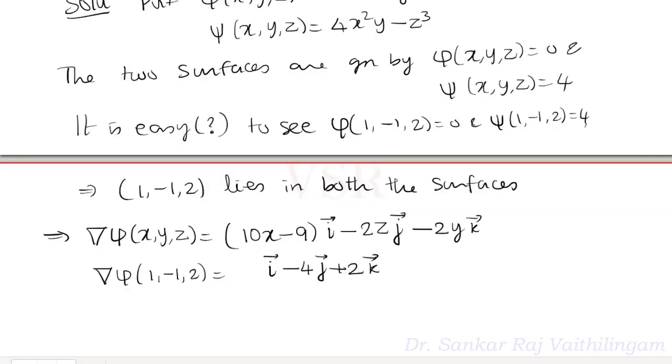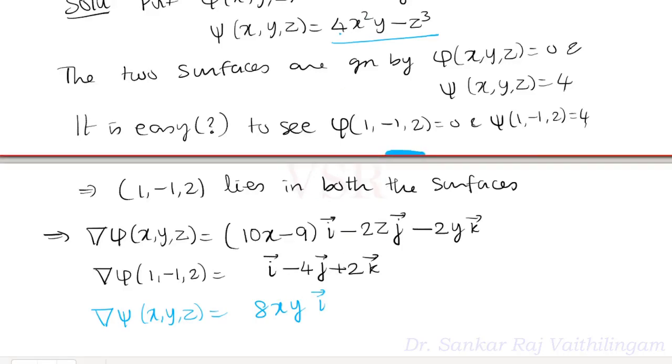We need to calculate another vector இதுக்கு. அப்போ del psi of x comma y comma z which is equal to, இதை யூஸ் பண்றேன். அப்போ x பொறுத்து டிஃபரன்ஷியேட் பண்ணா 8xy, so this is 8xy i vector. y பொறுத்து டிஃபரன்ஷியேட் பண்ணும்போது 2x square மட்டும் கிடைக்கும் இந்த இடத்துல, so we'll have this is plus 4x square into j vector. z பொறுத்து பண்ணும்போது minus 3z square into k vector.